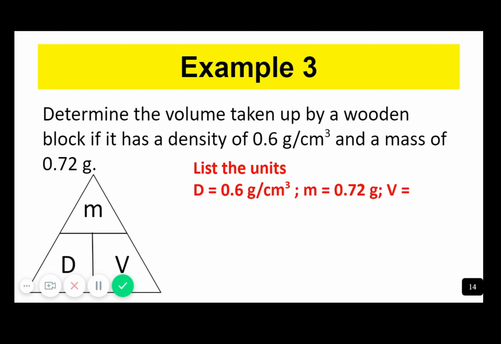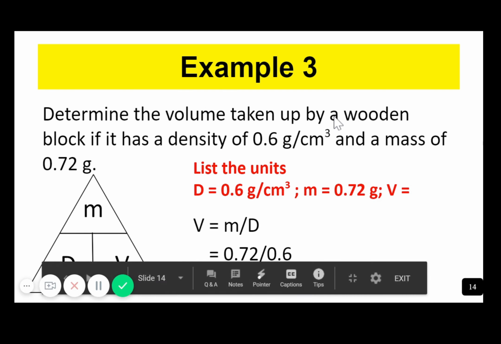In this case, what do you need to do? Which unit do you need to cover on the triangle? If it's the volume, you got it correct. Cover the volume with your hand. What do you see? You see mass divided by density. So volume is mass divided by density. You substitute the numbers with the appropriate units and use your calculator to get 1.2 centimeter cube. Remember, volume is in centimeter cube. Even if it's not given, you know that volume is in centimeter cube, so your final answer should be in centimeter cube.